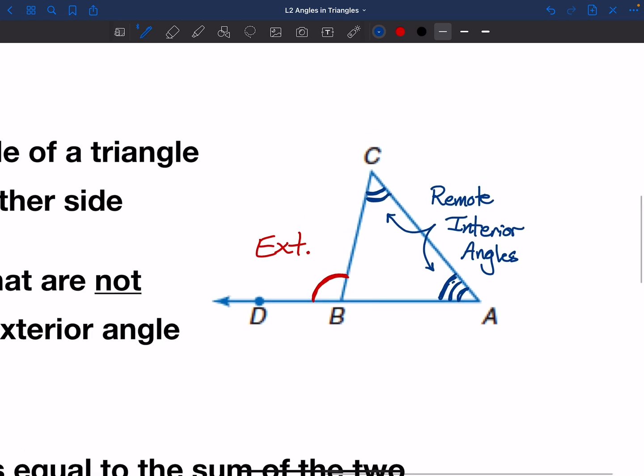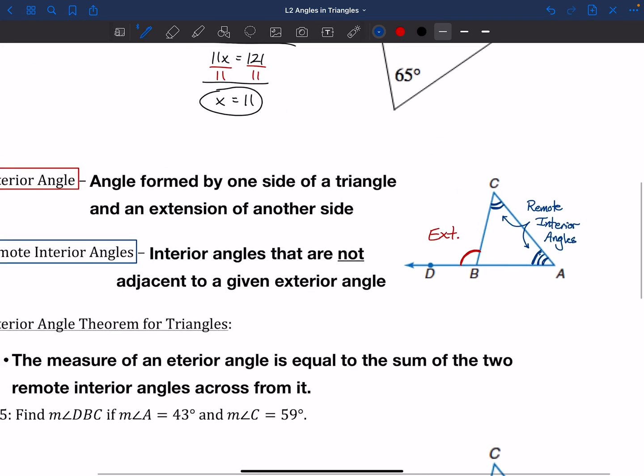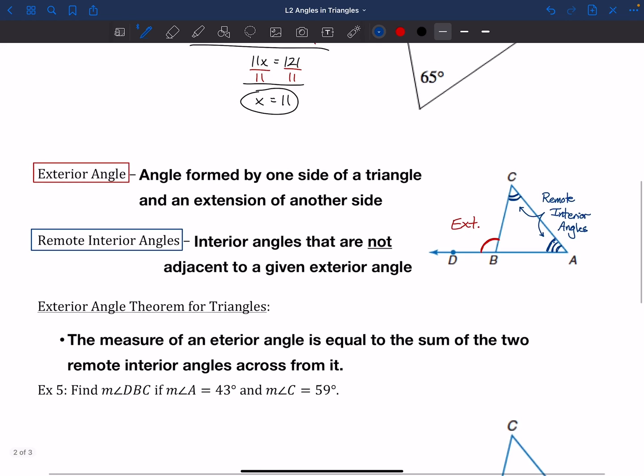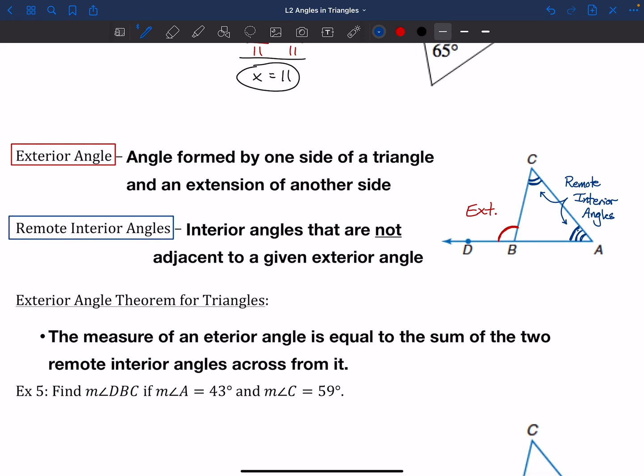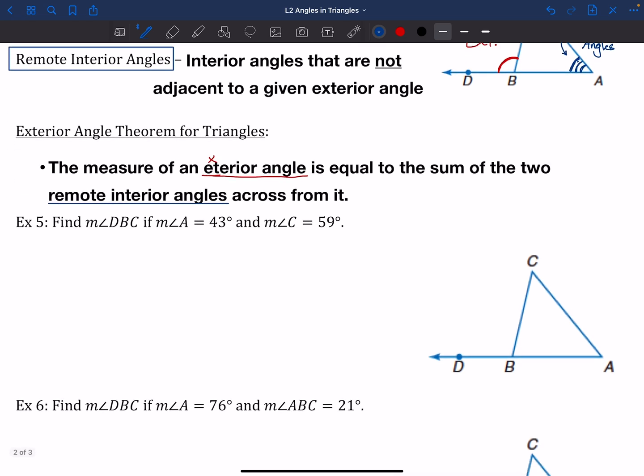All right. So why are we talking about those? It's for this exterior angle theorem down here. Right? So what this is saying is that the measure of an exterior angle is going to be equal to the sum of the two remote interior angles across from it. Right? So if you're looking for the measure of an exterior angle, like that one in red, you can add the two that are in blue that are kind of far away from it. Right? That will work every time for a triangle. Right? So let's practice with that a little bit.